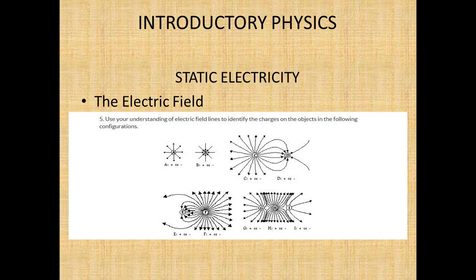Remember, lines going towards a charged object is negative. Lines going away from a charged object is positive, such as when the source charge is positive. Okay, the lines do not cross. Lines do not cross.